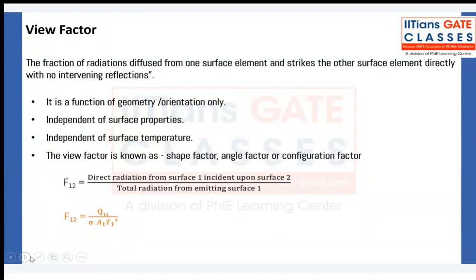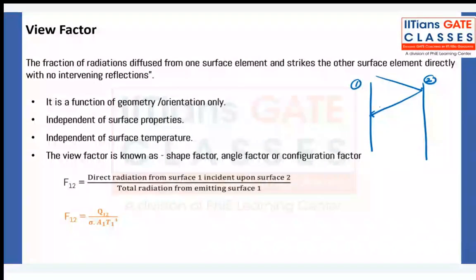View factor, in simple words, is the fraction of radiation diffused from one surface element that strikes the other surface. If you have this body, how much is diffused from it and reaches, let's say, the first and second. So how much is diffused from the second and reaches the first without any intervening. Matlab, it is not disturbed by anything in between. It is directly coming at the surface. Similarly, if something is coming here and how much it is radiating, because whatever is coming must be diverted somewhere.